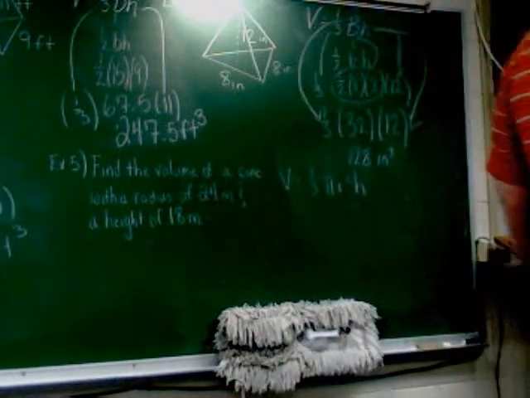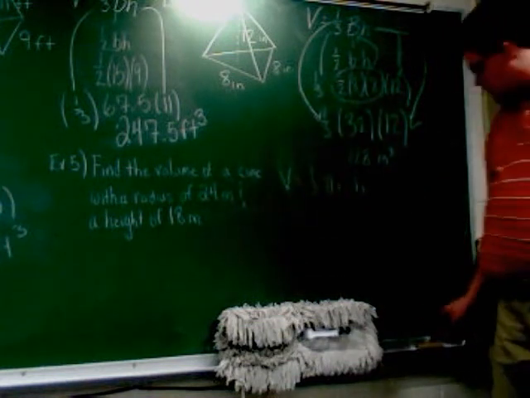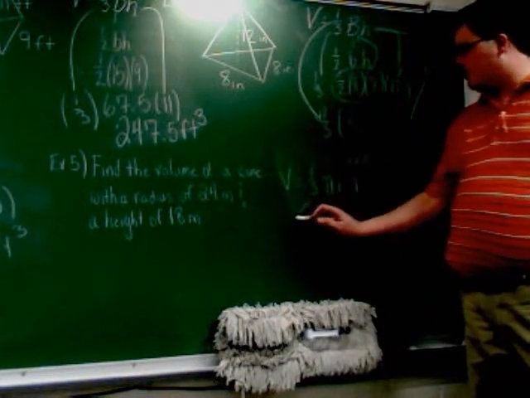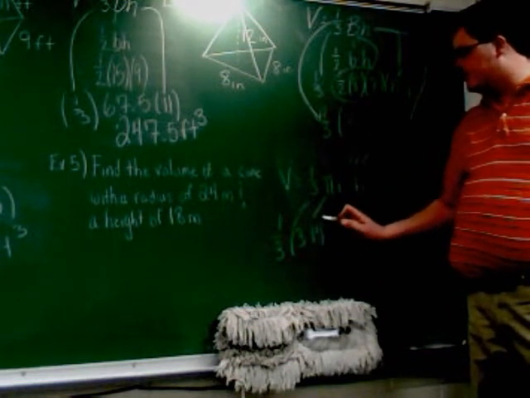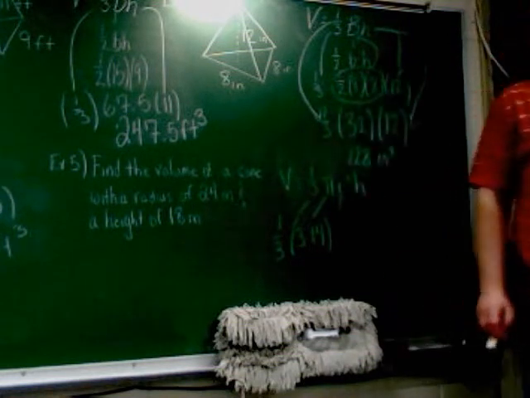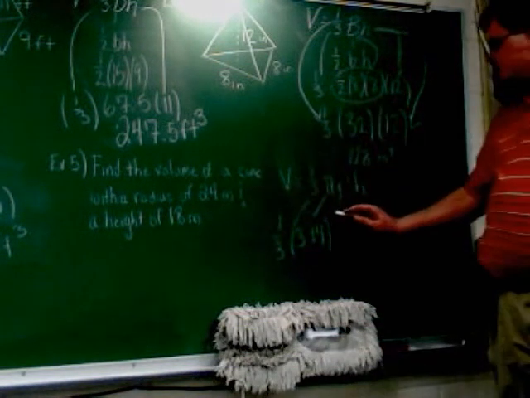Okay, example 5, last cone problem, last geometry example. Volume equals 1/3 pi r squared h. Find the volume of a cone with a radius of 24 meters and a height of 18 meters. All right, so the formula, 1/3 is 1/3, obviously. Pi again, 3.14. All right, radius squared. That's going to be what number squared? Jackie? 24. And 24 squared, in case you're unaware, is 576.